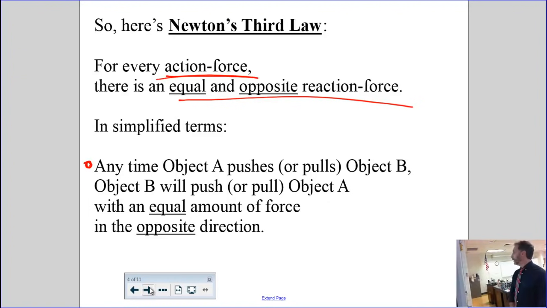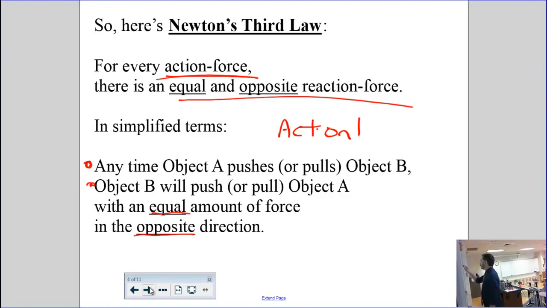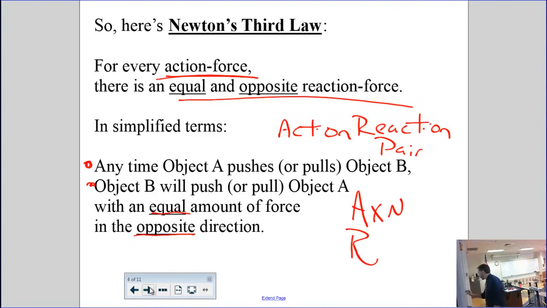Anytime object A pushes or pulls object B, there's another force too, and that force is that object B will push or pull object A with an equal amount of force in the opposite direction. Okay? So these two forces, the force of A pushing B and the force of B pushing A, or pulling, is called an action-reaction pair. I will begin abbreviating action, AXN, and reaction is RXN.